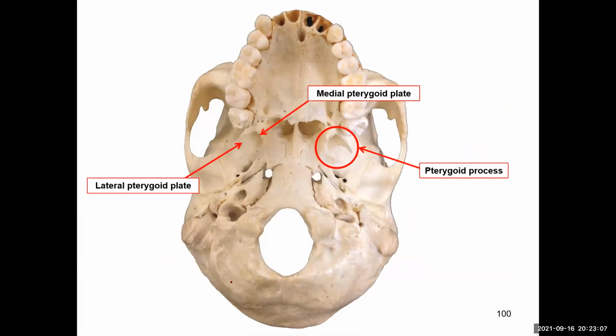All right, so now you can see them here on the inferior view of the skull. Our medial and lateral pterygoid plates.